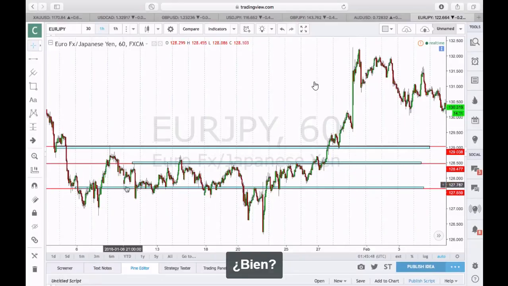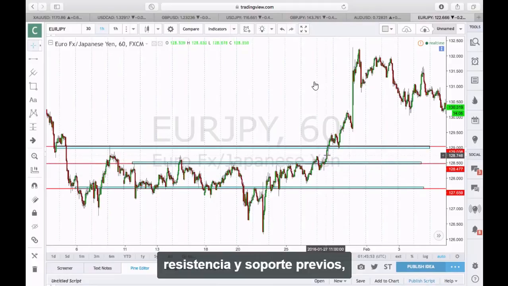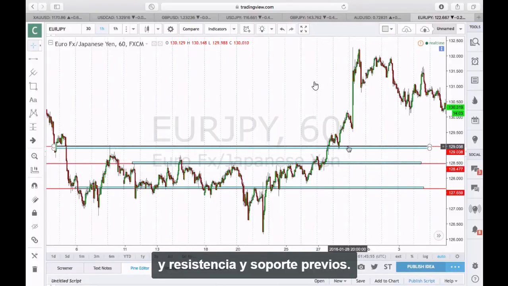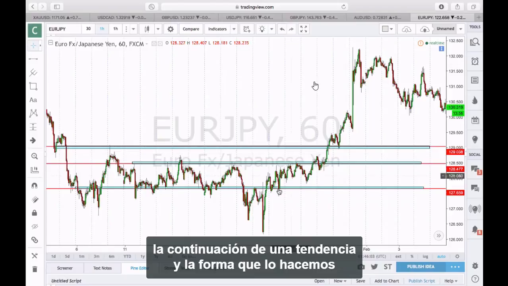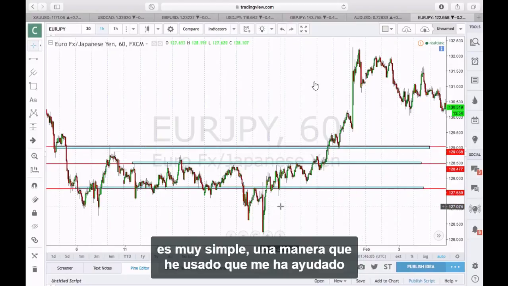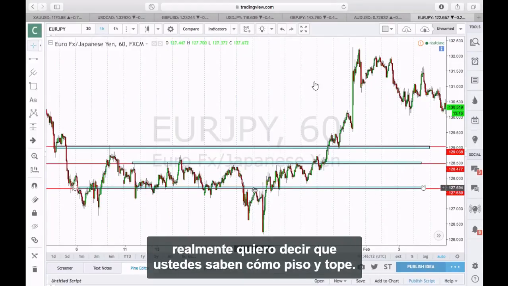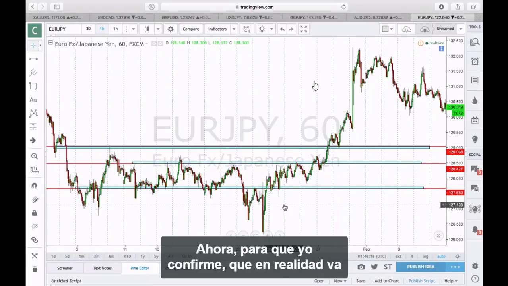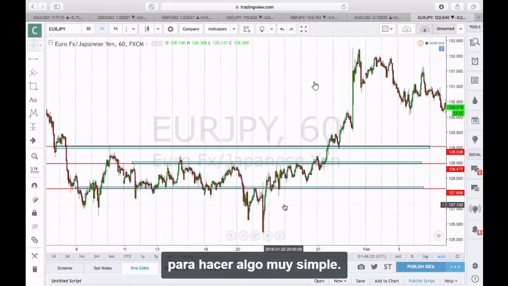I drew out these levels with those previous resistance and support, previous resistance and support, and previous resistance and support. Now the main focus for pullbacks is really for the continuation of a trend, and the way that we do that is very simple. A way that I've used that's helped me is, when I call support and resistance, I really mean the floor and the ceiling.